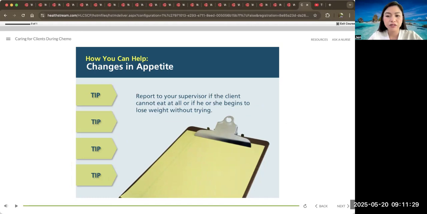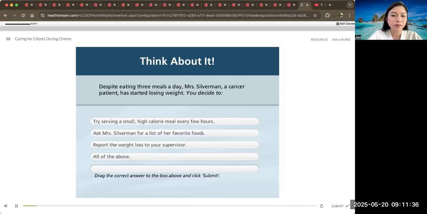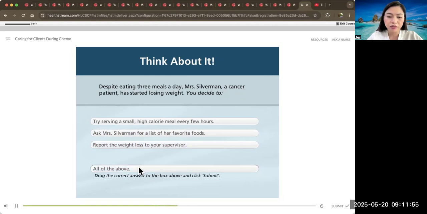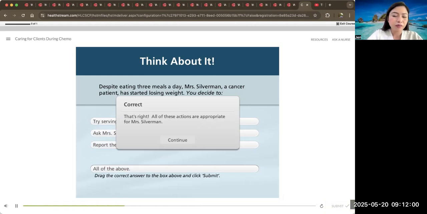Report to your supervisor if the client cannot eat at all, or if he or she begins to lose weight without trying. Think about it. Despite eating 3 meals a day, Mrs. Silverman, a cancer patient, has started losing weight. You decide to try serving a small, high calorie meal every few hours. Ask Mrs. Silverman for a list of her favorite foods, report the weight loss to your supervisor, all of the above. Of course, all of the above, because these are all good options. That's right. All of these actions are appropriate for Mrs. Silverman.